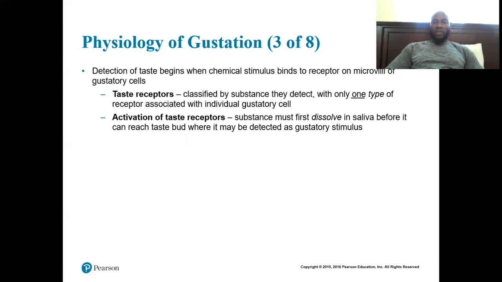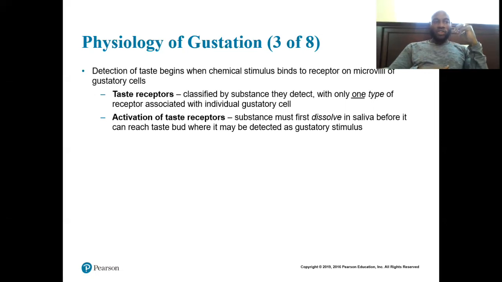The effect of taste begins when the chemical, so the food that I'm eating, binds to the receptor on microvilli of the gustatory cells. Right. So what I'm eating, that chemical binds to the receptor. Taste receptors are classified by the substance they detect. There's only one type of receptor associated with each individual gustatory cell. Right. So different cells taste different things. For activation of taste receptors, the substance must first dissolve in saliva.